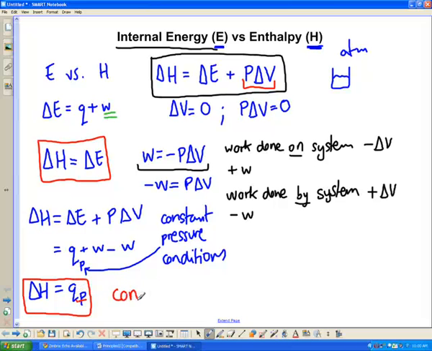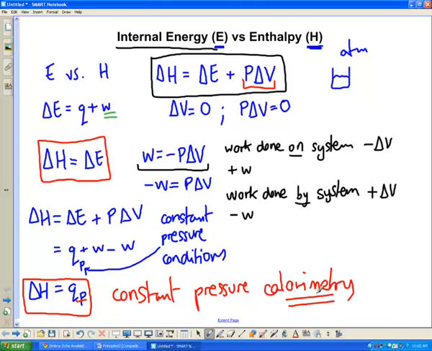Now the reason why we're going through this is because in the next video we're going to talk about something called constant pressure calorimetry. And what calorimetry is used for is to determine the amount of energy involved when a chemical reaction occurs, whether it's exothermic or endothermic or whatever.